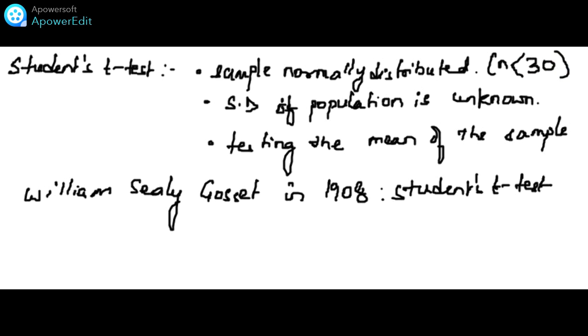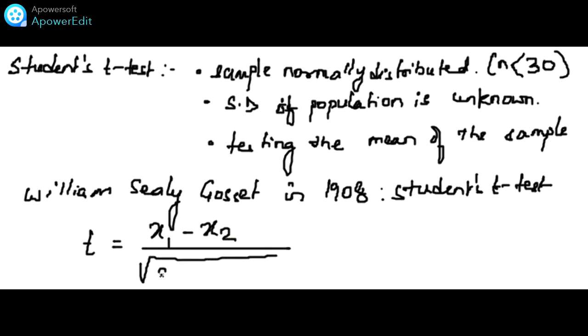And what is the formula of the Student's t-test? The formula is t equals x1 minus x2 divided by the root under s square, which is the variance of the sample, times 1 by n1 plus 1 by n2. When the sample sizes are different for the two populations, then it is 1 by n1 plus 1 by n2.